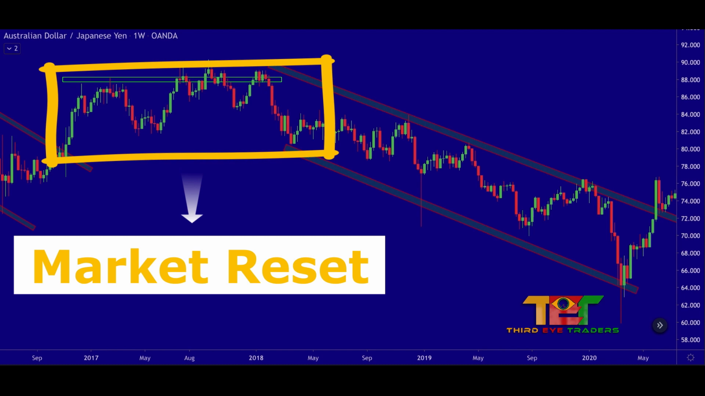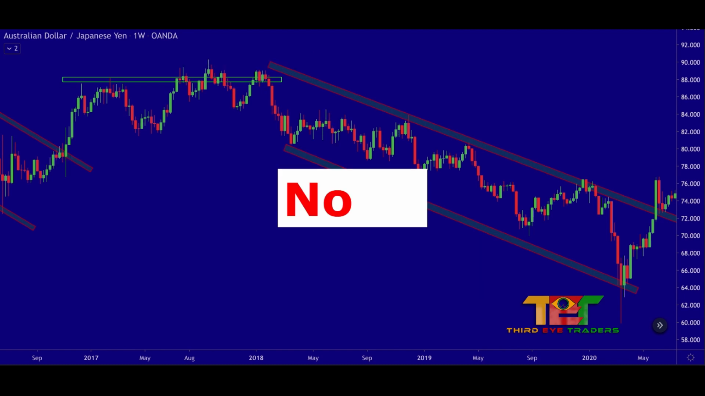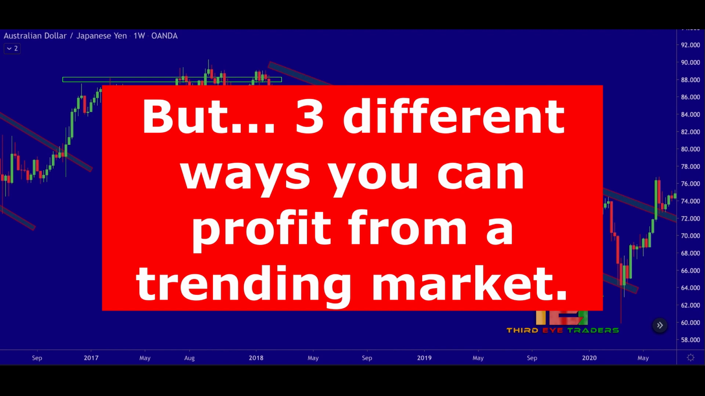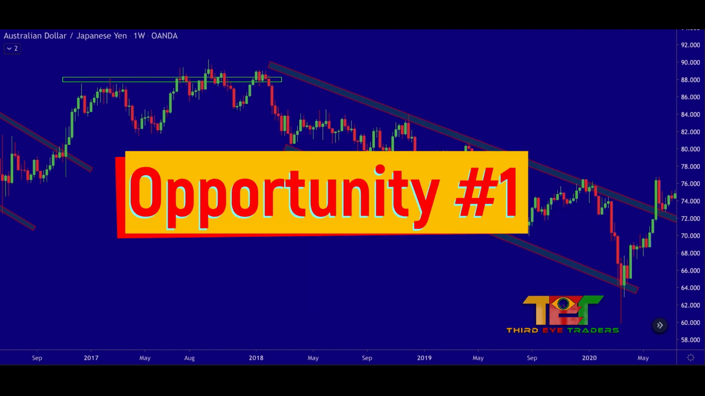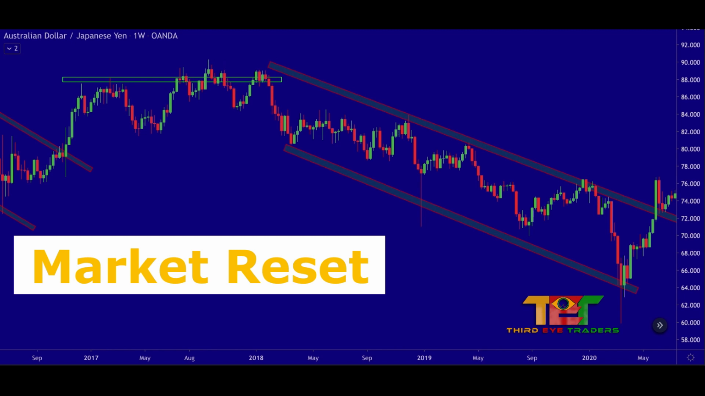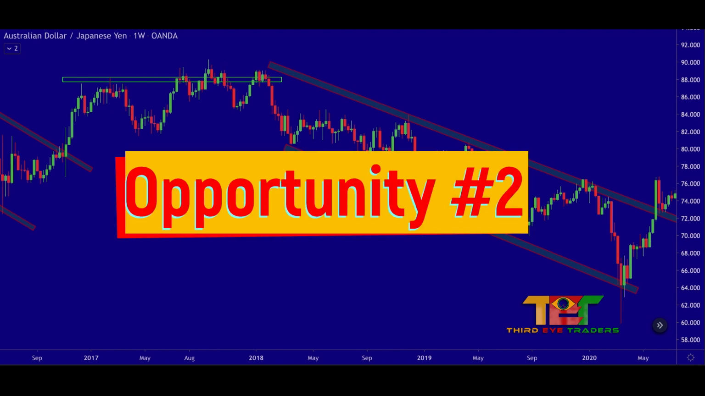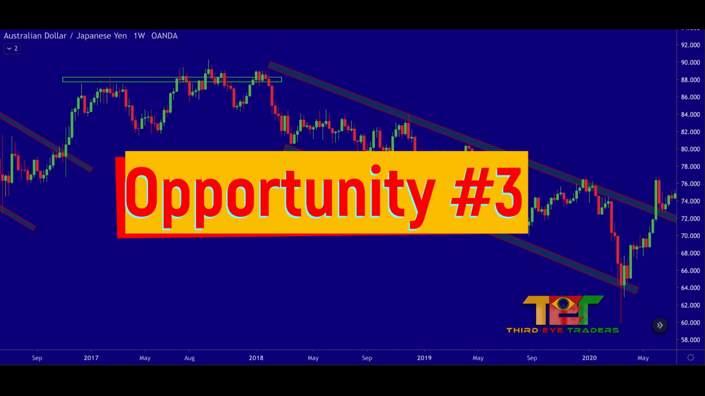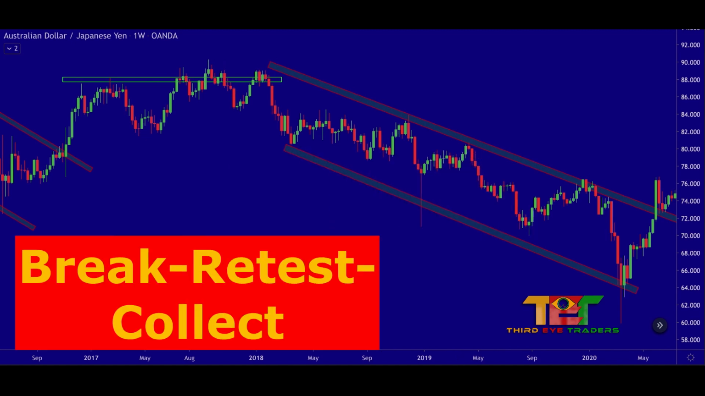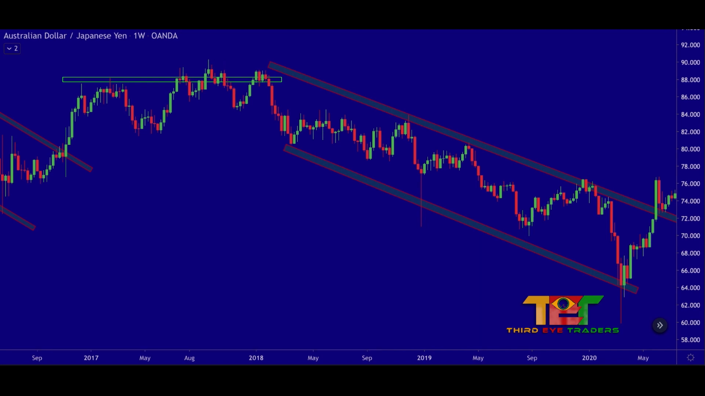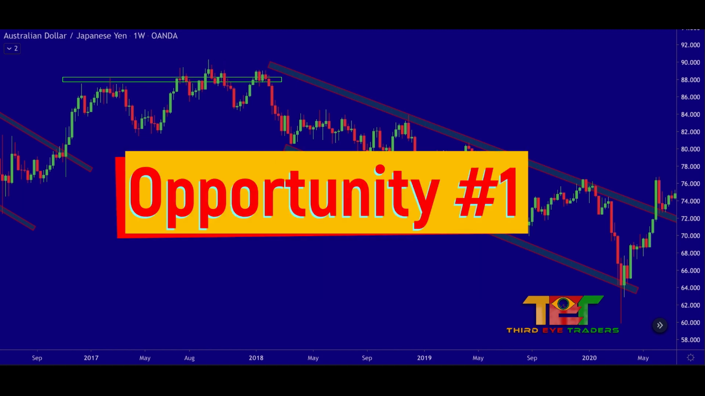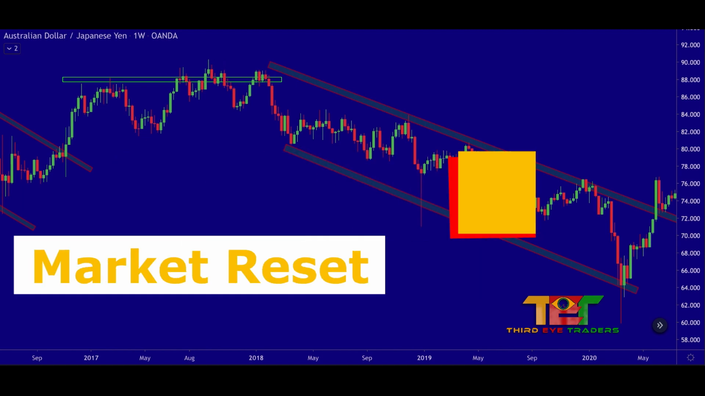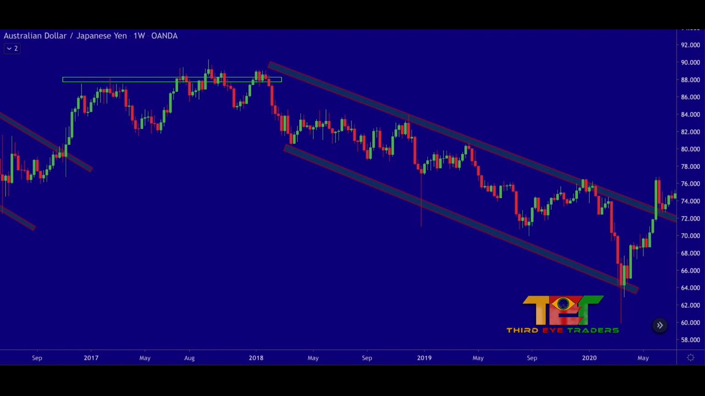Now that we have asked those 2 questions, we're going to show you 3 different ways you can profit from a trending market. The first way you can make money is to enter on the reset of the trend. The second way is to enter on the pullbacks. The third and final way is to enter on the break, retest, and collect. Now we're going to show you exactly what that looks like while trading in the financial market. The first way you can make money is to enter on the reset of the trend. Notice how price action was falling from a downtrend.